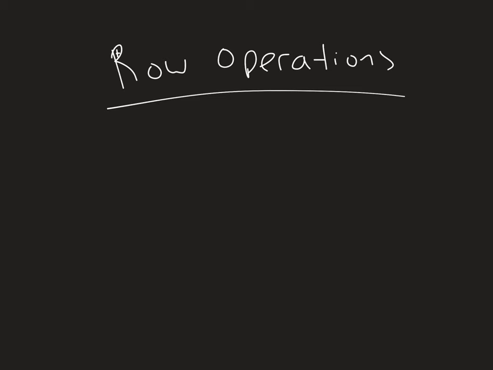So let's talk about row operations. There are 3 things we can do with rows, and we can also do this in any combination. We can do more than one of these things, but there are only 3 operations that we can do. We can switch rows. I'll show an example on another slide in just a minute. So we can switch rows.